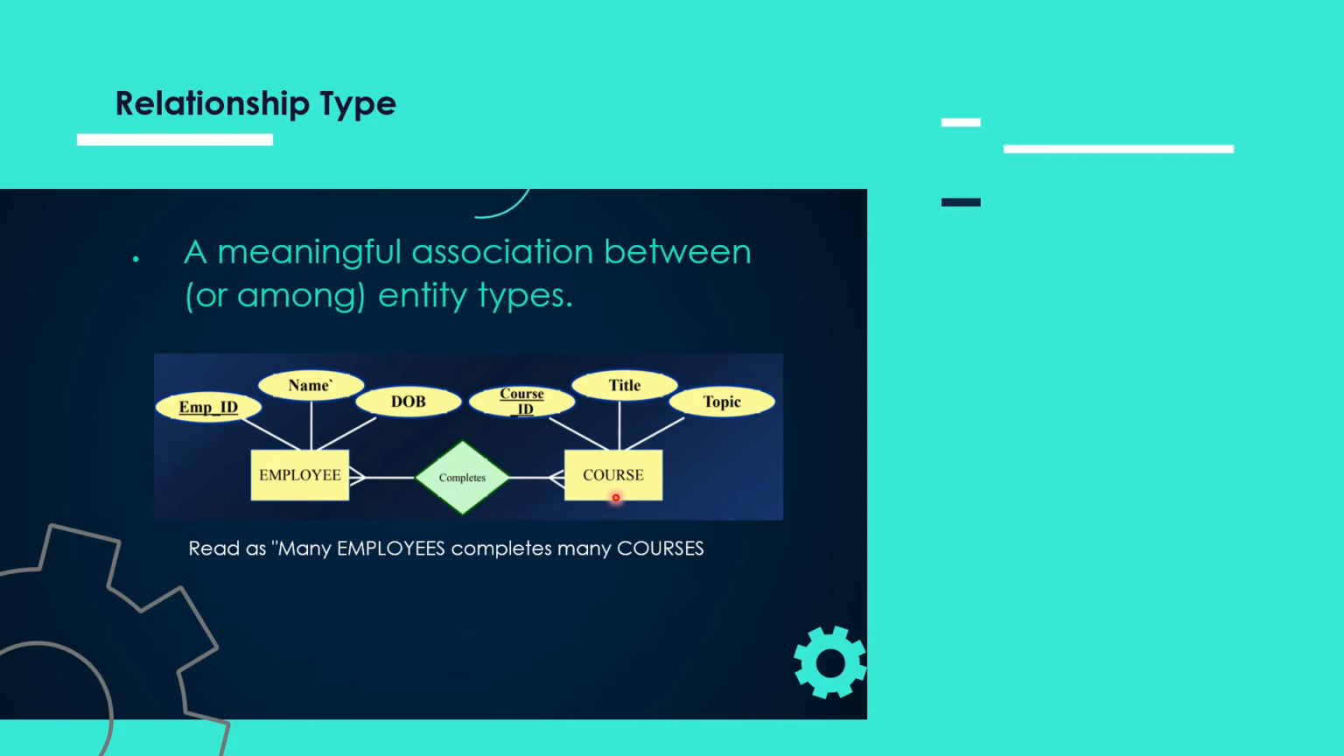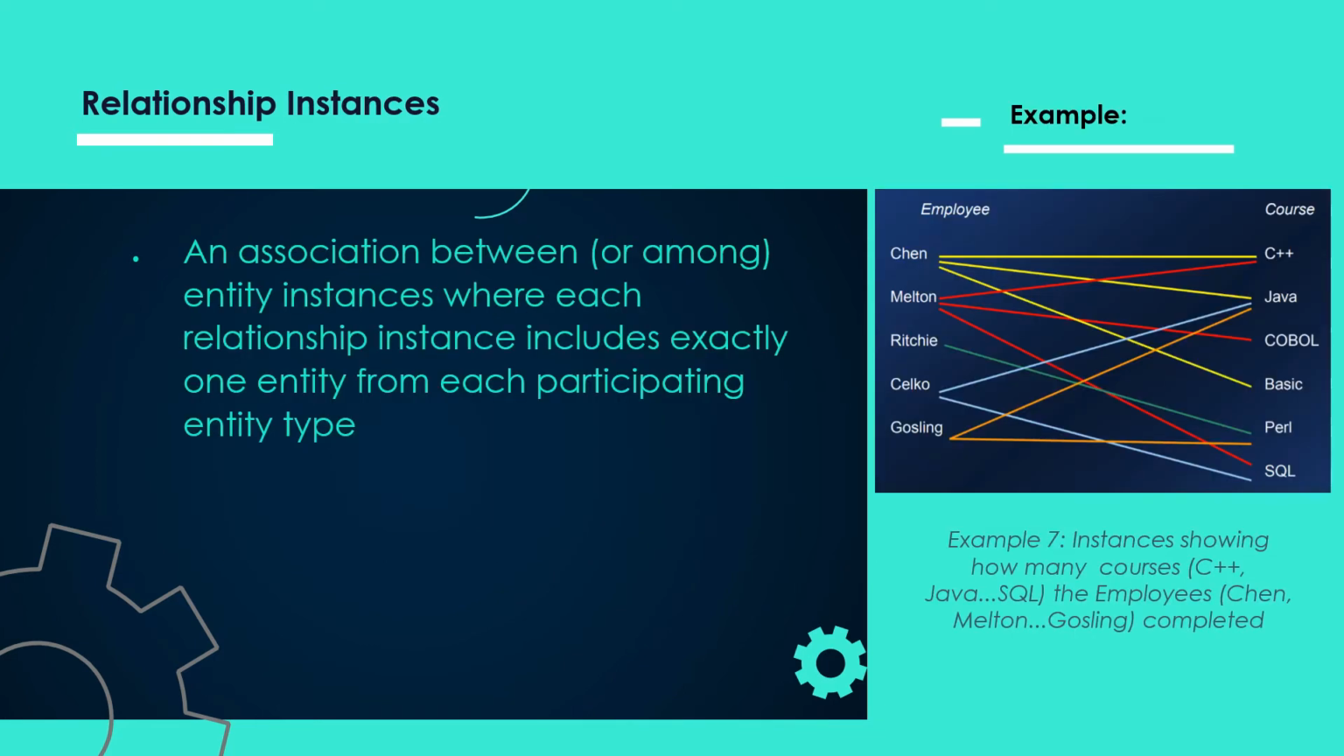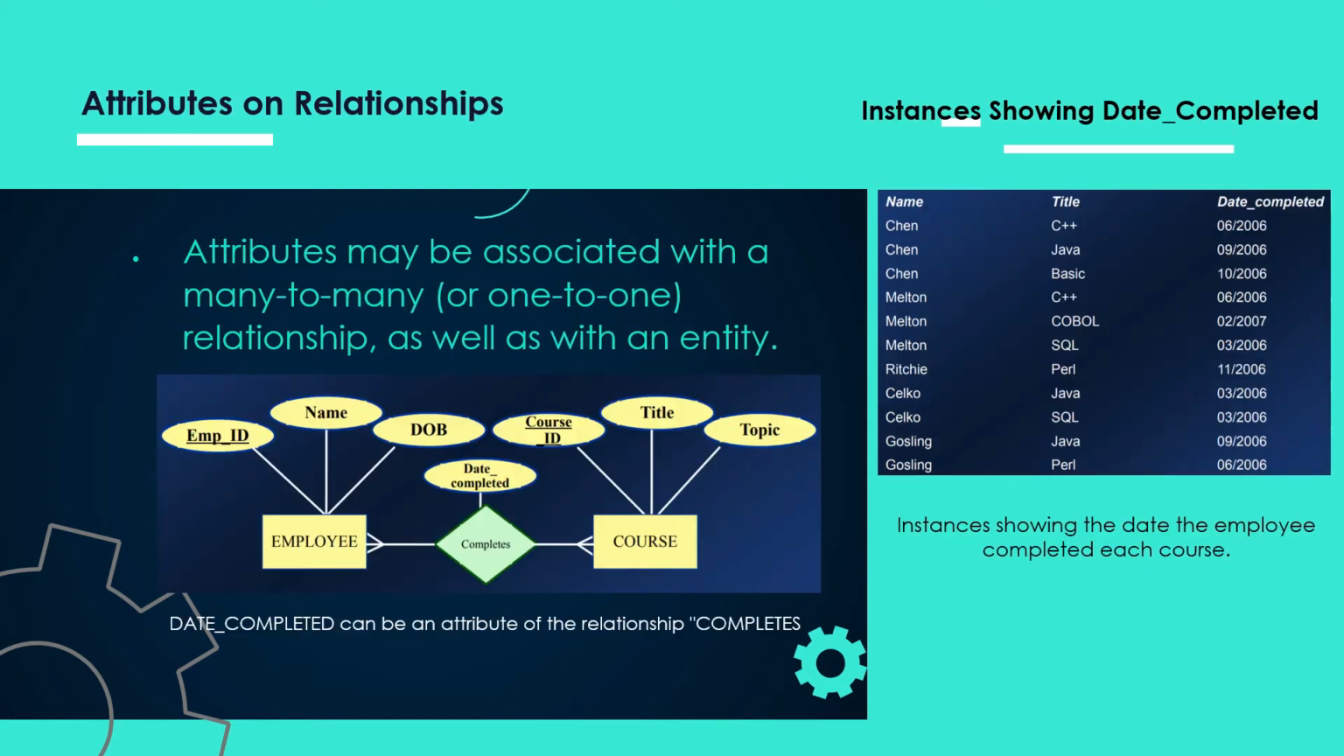A course also has a primary key called course ID, which uniquely identifies the entity course, and we have title and topic. A relationship instance is an association between or among entity instances. In this example, these are instances showing how many courses the employees completed.